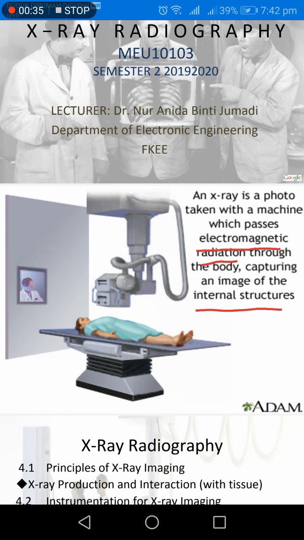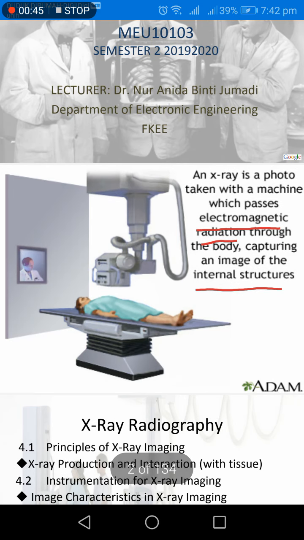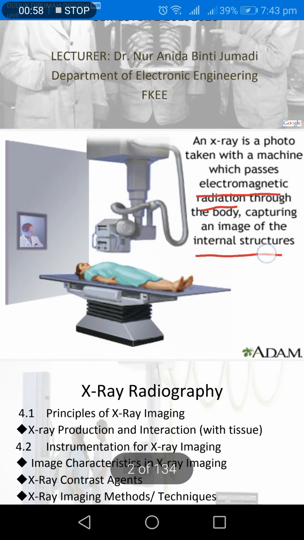So what is an X-ray image? The X-ray image is a photo which is taken by using the X-ray machine, and it is by fundamentally using the electromagnetic radiation through the body, and it will capture the image of the internal structure.